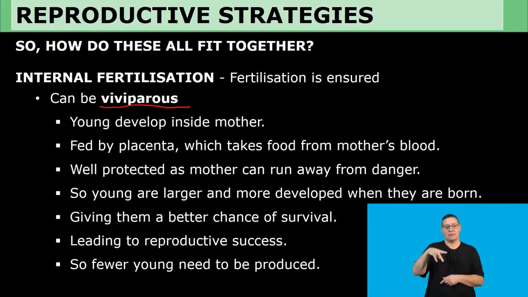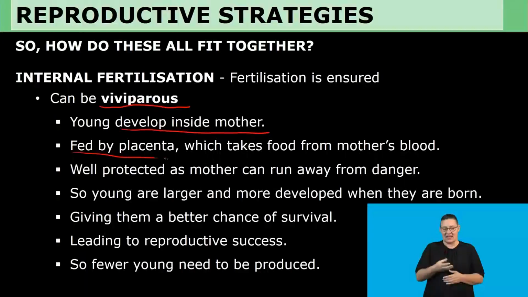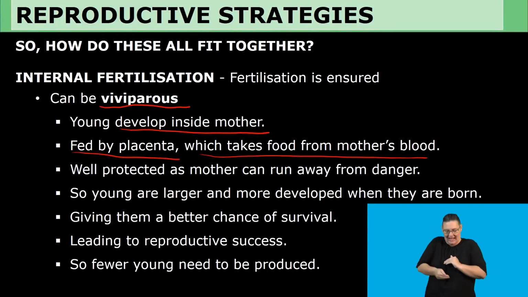Internal fertilization can also be viviparous. Young develop inside the mother. We gave an example of a human being. It's fed by the placenta, which takes food from mother's blood, and it's well protected by mother and can run away from danger. Because if a mother is pregnant, when danger comes, this mother is the one that is carrying the embryo inside, the fetus inside. So the mother can run away from danger with the developing fetus or developing embryo.